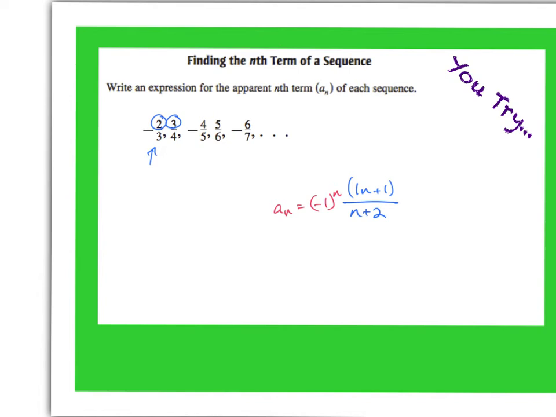All right, and so if we wanted to, we could check it. Let's figure out, like, let's say our 5th term. If we substitute in 5, guess what we get? Negative 6/7. All right, so hey, it works.